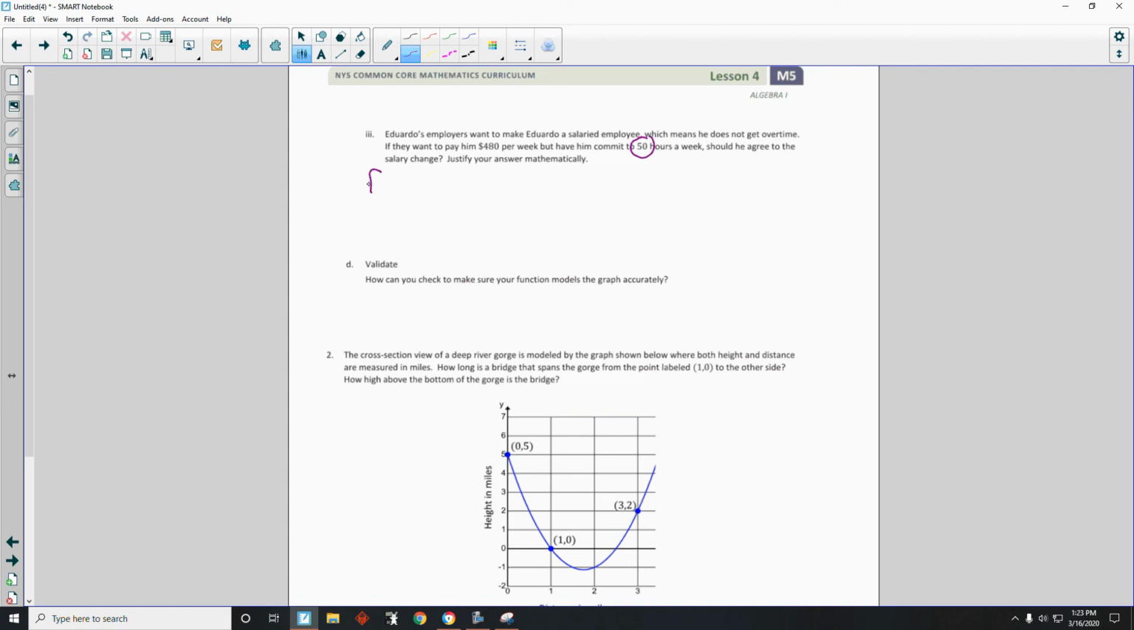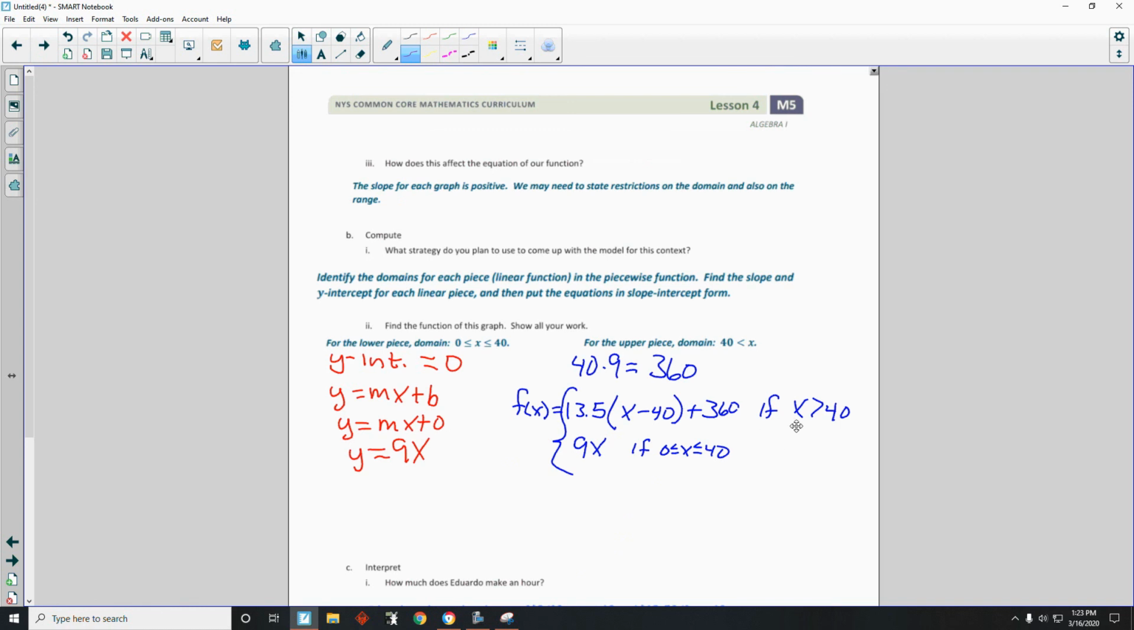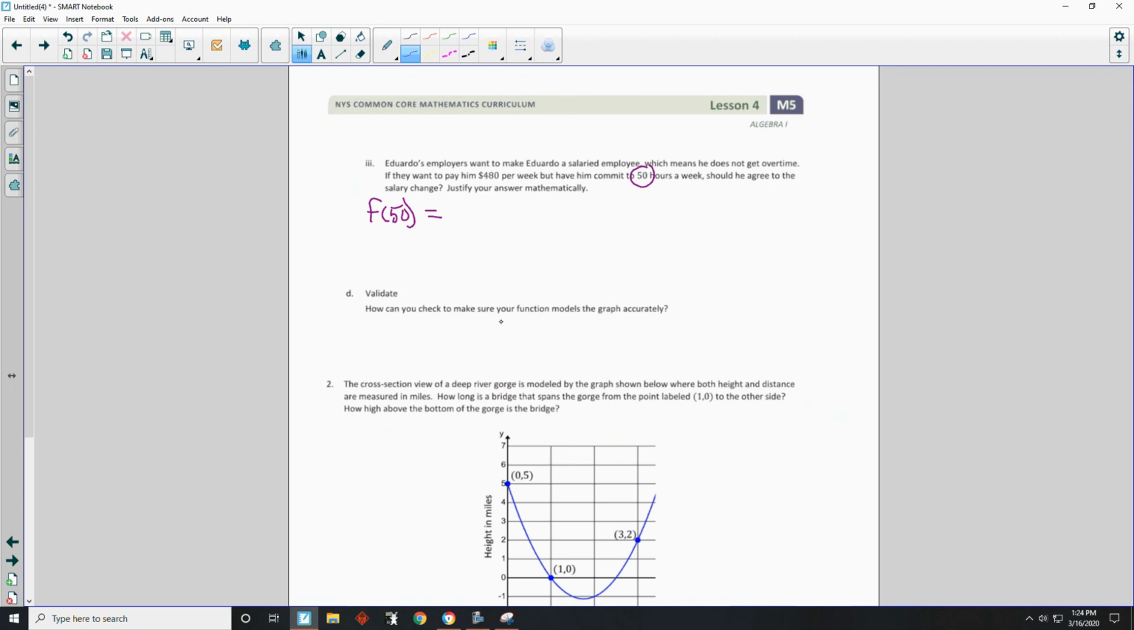So we want to take our f of 50. We want to find f of 50. Okay, and that equals our equation that's greater than 40. So I come back here, anything greater than 40, we would use 13.5 times x minus 40 plus 360. So that's going to equal 13.5, that's our slope, or our rate of change, or his pay rate, times, now it was x minus 40, but our x is 50 now. So you write 50 minus 40, okay, plus 360.